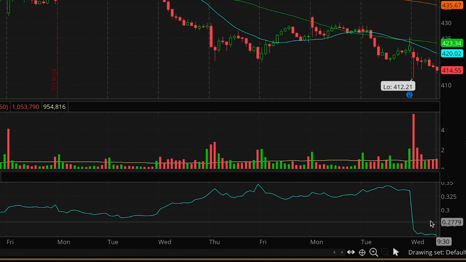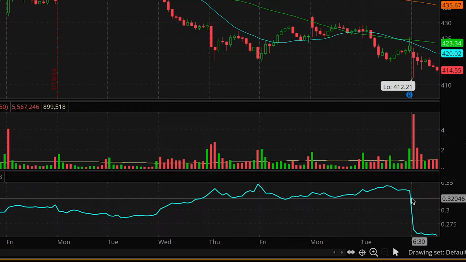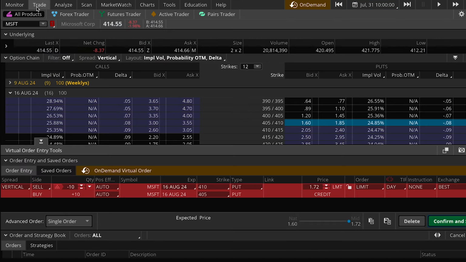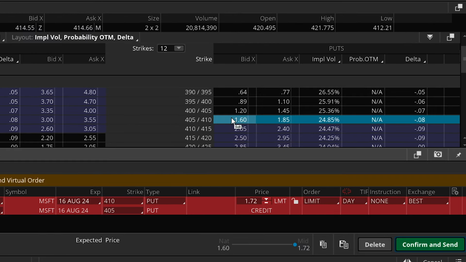But what you will see is this day right here, implied volatility plummeted from 33 all the way down to 25. So we lost 3 points, but look at our option pricing. We actually end up making money. We're up $20 on this trade, even though Microsoft fell by 4 points, because implied volatility went from almost 40 to 25%.